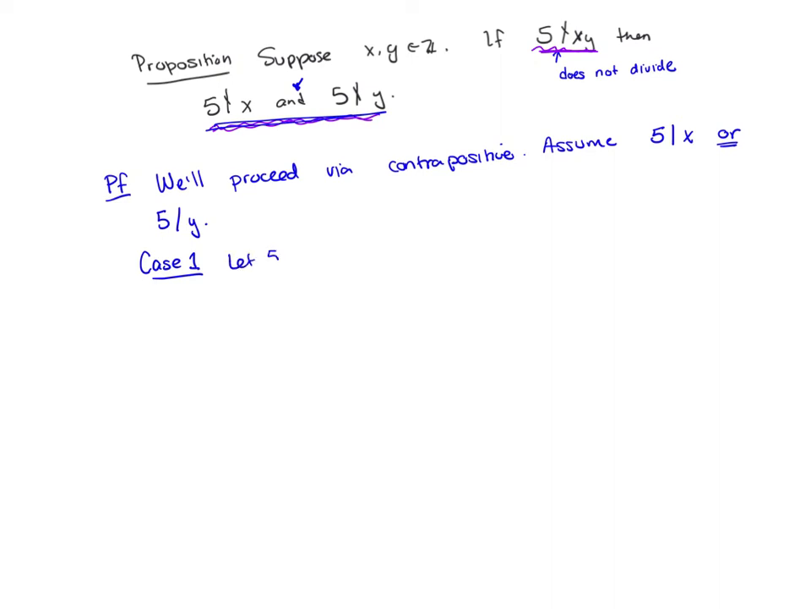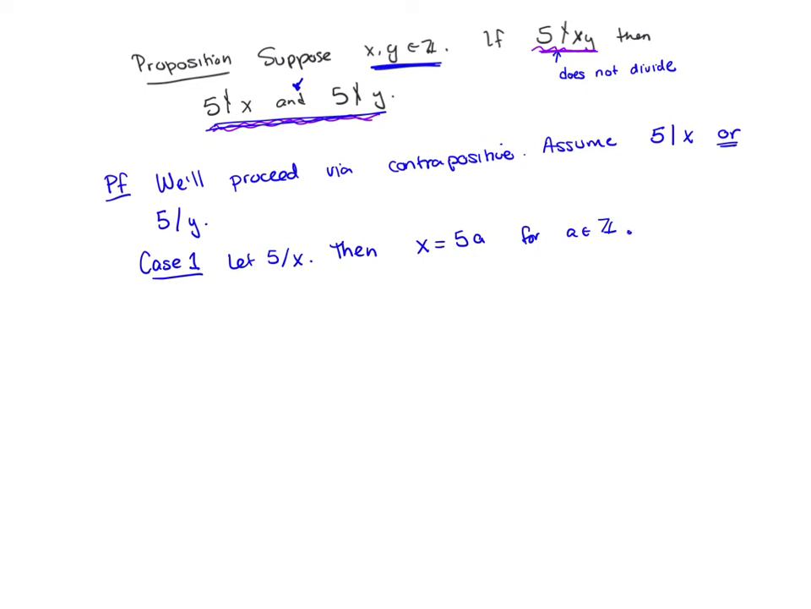Let 5 divide x. Then, since 5 divides x, that means x is equal to 5 times a for some a in the set of integers. Or the set of natural numbers, depends on how we're defining things. But because we said that x was an integer, we need to allow for positive and negative. So we'll have a be that integer as well.